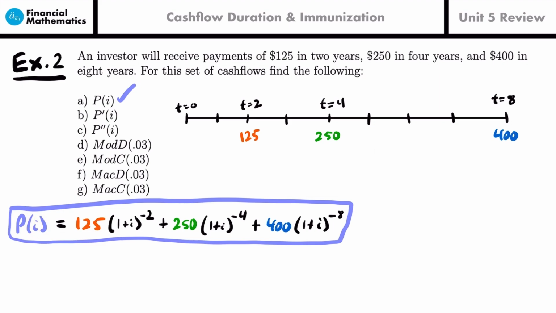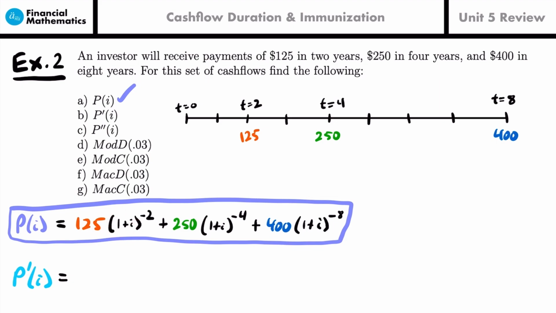Okay, so now let's move on to part B. We want to take the first derivative of this present value function. And so we'll need to take the derivative of each of these terms individually and add them together for our first derivative. And so let's do that. We're going to have P prime of I is equal to the derivative of our first term.